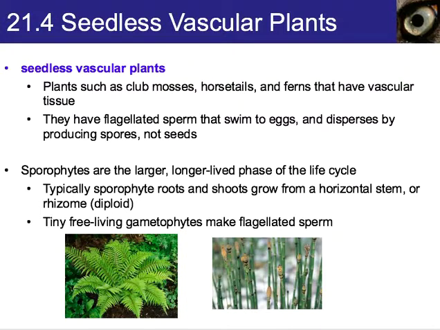The first plants to evolve on Earth were probably the seedless vascular plants, such as club mosses, horsetails, and ferns that have vascular tissue. What's interesting about these plants is that they have flagellated sperm that swim to eggs and disperse by producing spores, not seeds. That's what makes seedless vascular plants different from all other plants. They don't make seeds, hence seedless vascular plants, but instead they make spores, and they also have flagellated sperm, which means that they have to live close to water.